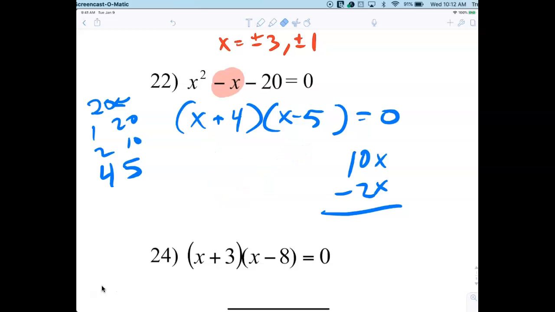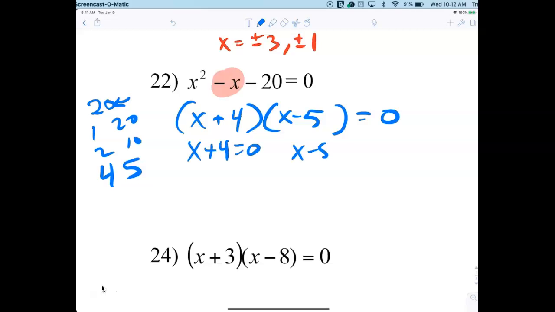Okay, so now once you have it factored, you just set the factors equal to 0. x plus 4 equals 0. x minus 5 equals 0. x equals negative 4. x equals 5. Does that make sense? Solving the equations is not the hard part. Factoring is usually the hard part.